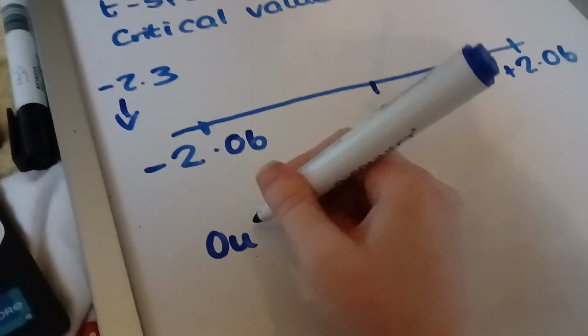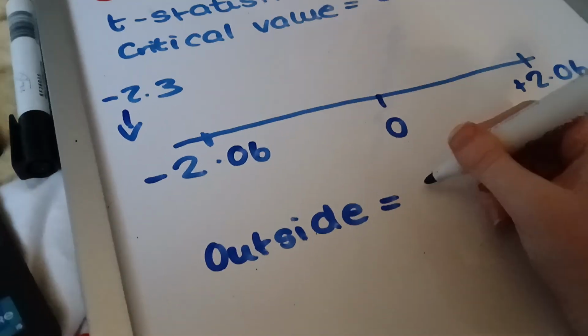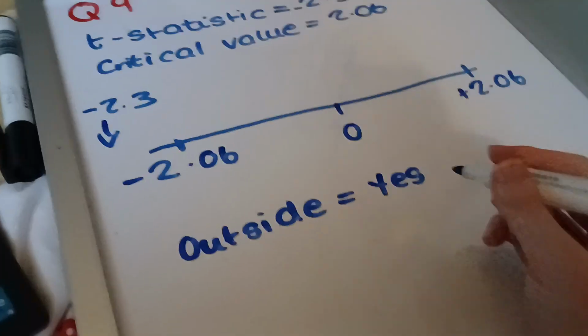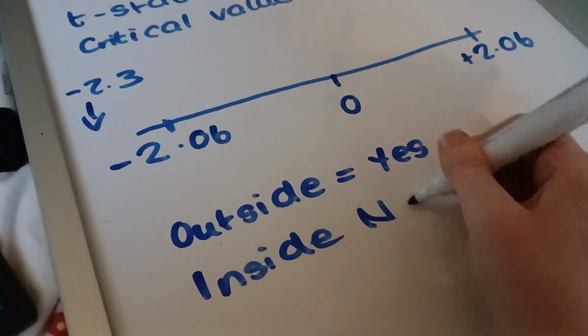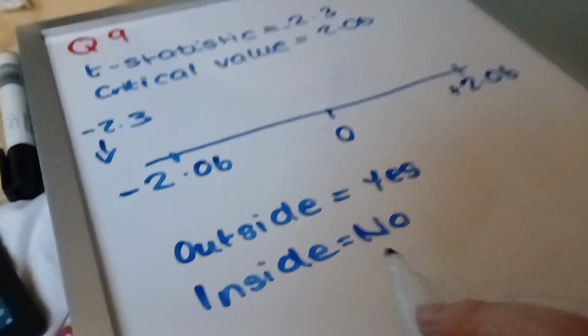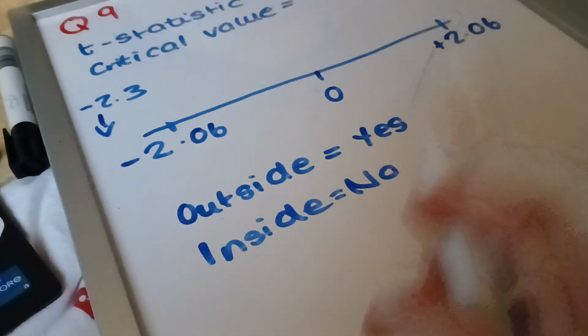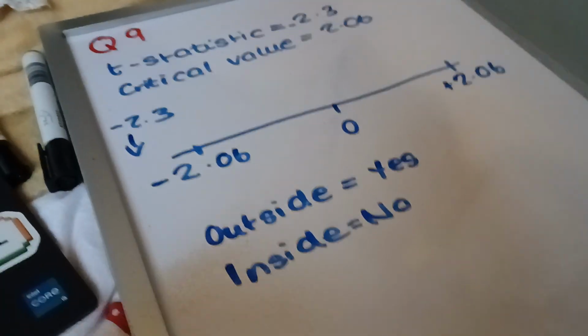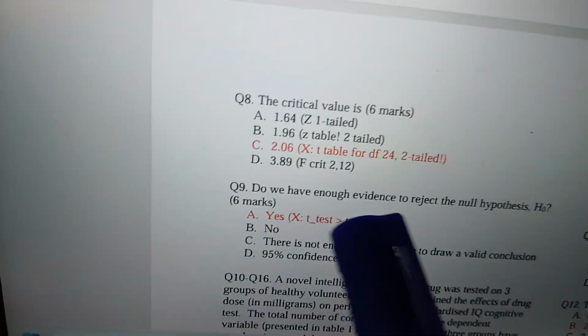When it comes to the null hypothesis, if it's outside the range, you can reject the null hypothesis, but if it's inside the range, then you can't reject it. So outside the range, reject. Inside the range, don't reject. In this case, because it's outside the range, we are saying yes, we do have enough evidence to reject the null hypothesis.